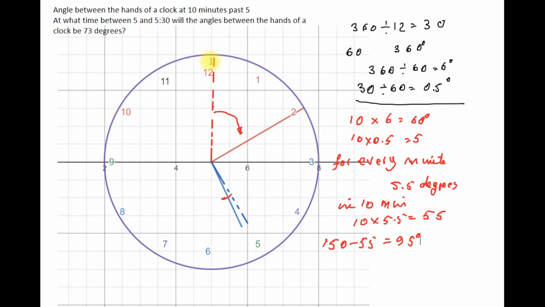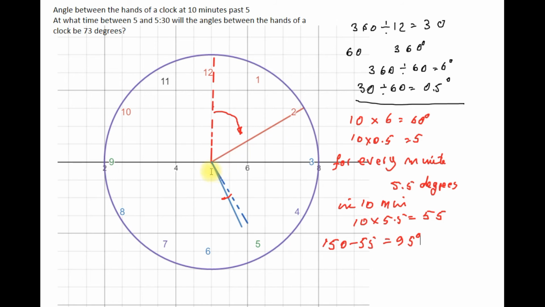The hour hand is at 12 and the minute hand is at 12, and the hour hand is at 5. This is the two dotted lines here. And the angle between them is 1, 2, 3, 4, 5 lots of 30 degrees, which is 150 degrees.